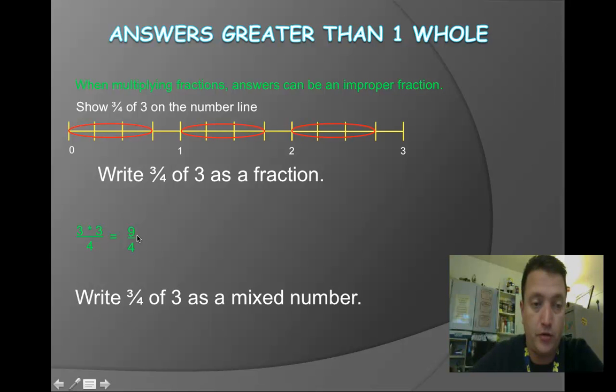Okay, now let's say they wanted me to write 3/4 of 3 as a mixed number. Well, I can take my answer 9/4 and I can say how many 4s can I get out of 9? Well, I can get 2 4s out of 9. What would I have left over then? Well, I'd have 1. Okay, so 9/4 would equal 2 and 1/4.